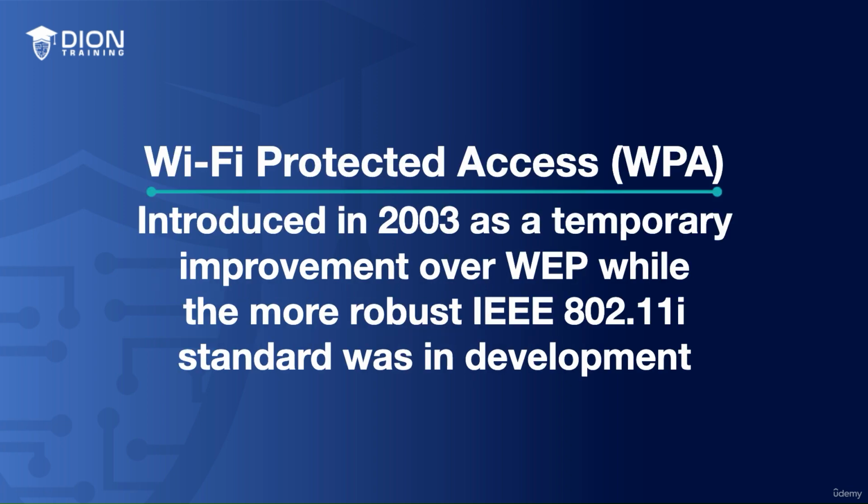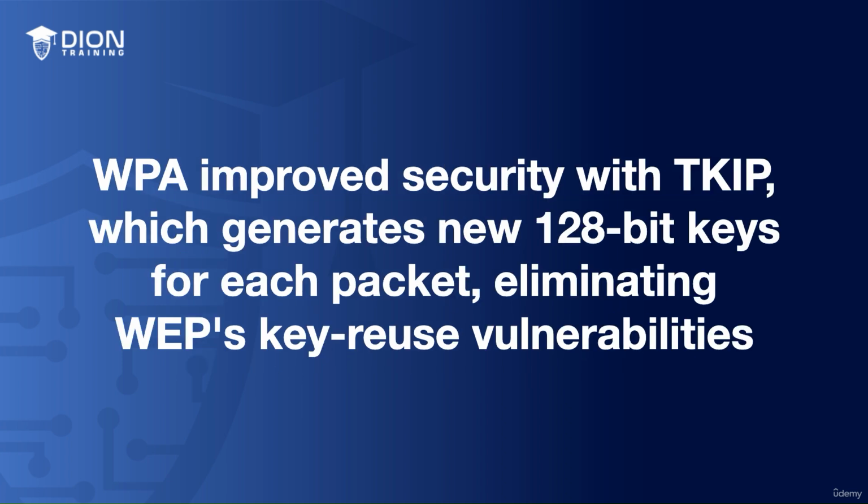WEP was then replaced by WPA, or Wi-Fi Protected Access, in 2003 as an interim security enhancement over the flawed WEP while the IEEE 802.11i wireless security standard was being developed. WPA aimed to correct the pitfalls of WEP and provide stronger security measures for wireless networks. WPA was designed to improve upon WEP's encryption mechanisms by implementing a Temporal Key Integrity Protocol known as TKIP, which dynamically generates a new 128-bit key for each packet and thus prevents the key reuse vulnerabilities associated with WEP.